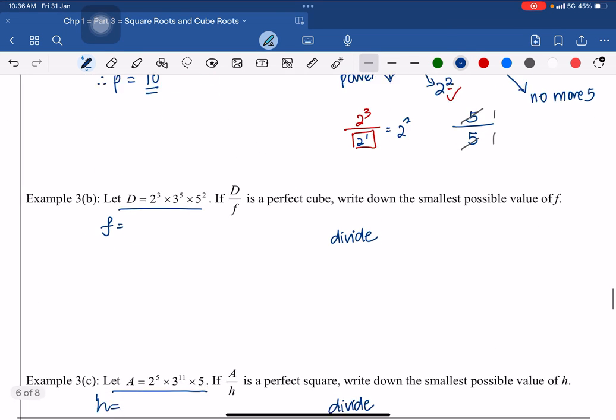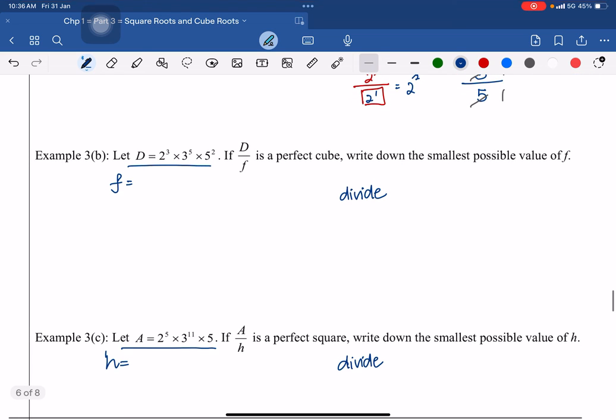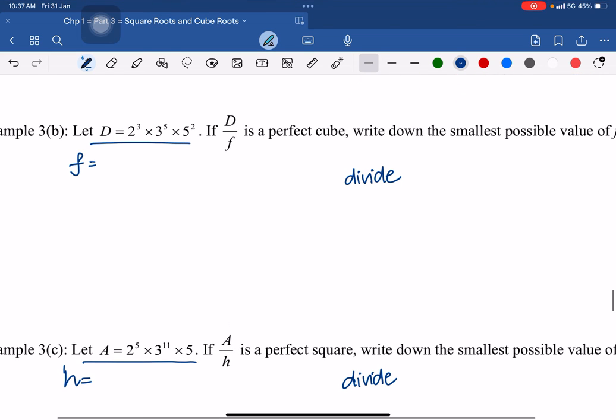Okay, let's take a look at a few more examples here. Next example, d is made out of these factors, and I want to divide d by f, where it becomes a perfect cube. So where the powers are multiples of 3. So I'm going to divide it. When I divide, what happens to my powers? They will decrease.